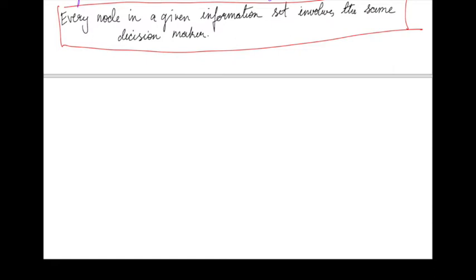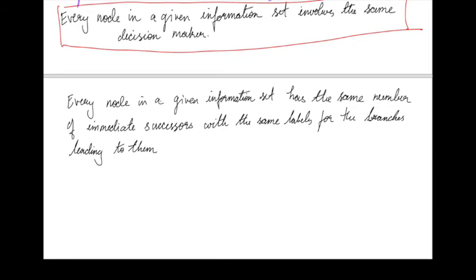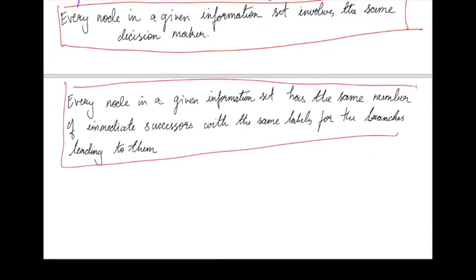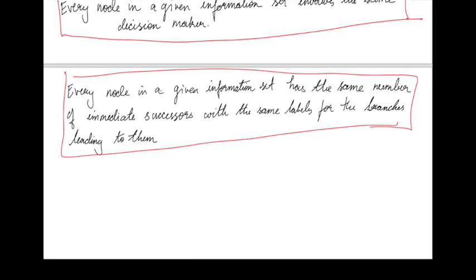So that brings us to another property of a game tree: every node in a given information set has to have the same number of immediate successors. So the number of strategies that a player could have at every node in the information set has to be the same. Moreover, the labels on them, the names of those strategies, have to be the same. So the number of immediate successors for every node in the information set has to be the same, and the labels of the branches that lead to those immediate successors have to be the same. And that's one more property of a game tree, or an extensive form.